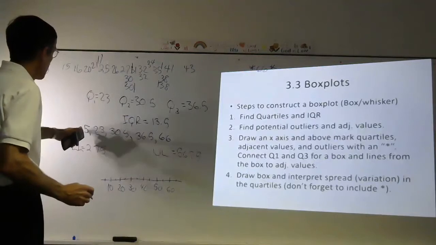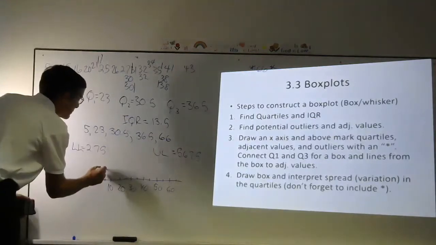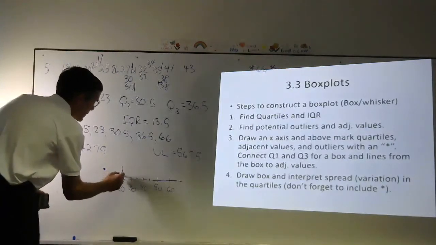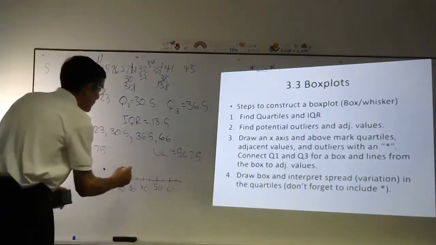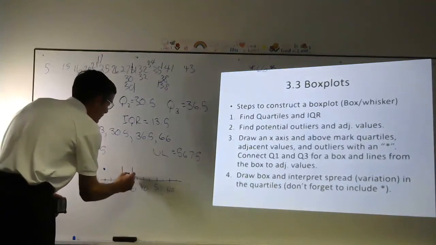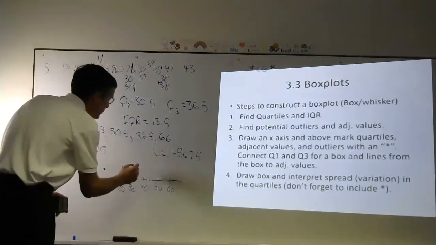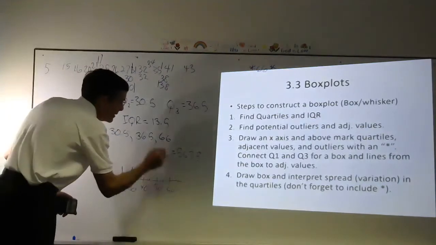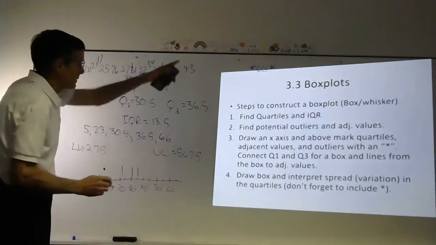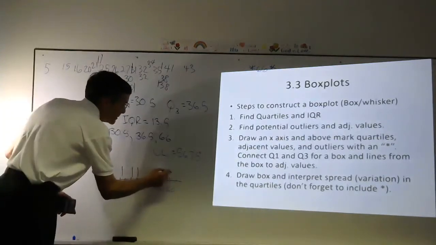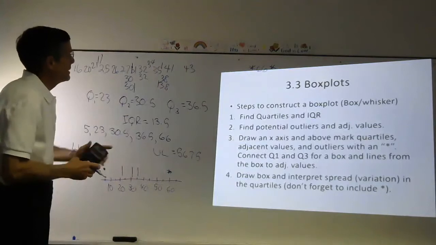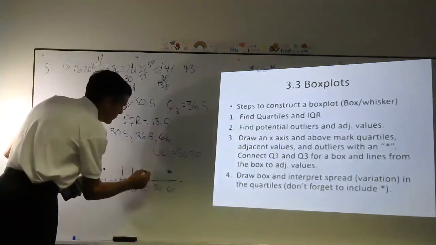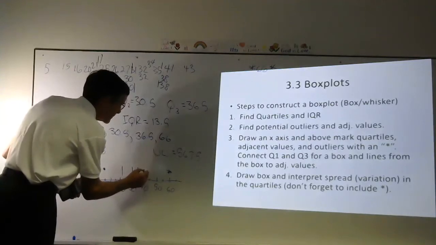All right, lowest value is 5. Put a dot. 23 is next. Put a line at 23. 30.5 is next, right about there. 36.5 would be right about there. And then 66. 66 was an outlier. You put an asterisk. And you put the adjacent value, the highest data value permissible, 43, we put a dot.